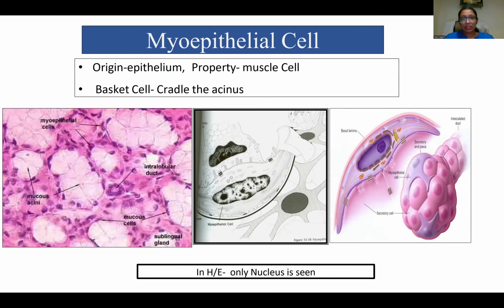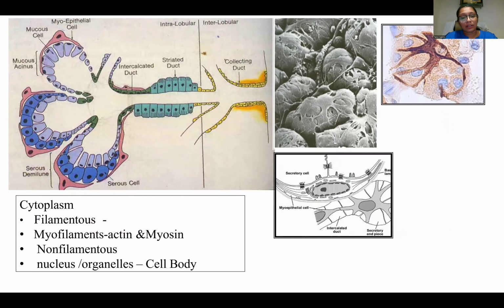So the third type of cell which we saw in the acinar cells is the myoepithelial cell. The myoepithelial cell is thought to be a variant of the smooth muscle cell. But indeed, the origin is epithelial in nature and it has a muscle cell property. It is known as a basket cell that cradles the acinus. In H&E staining, when we stain a myoepithelial cell, only the nucleus can be seen, and the cytoplasm is filamentous. As I said, it resembles a smooth muscle cell.